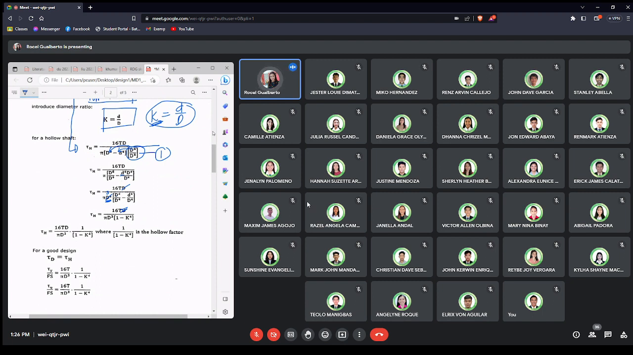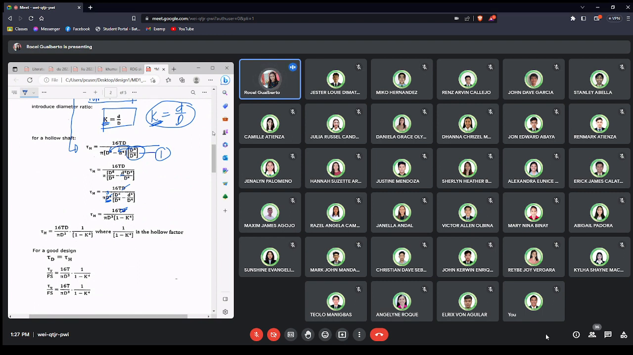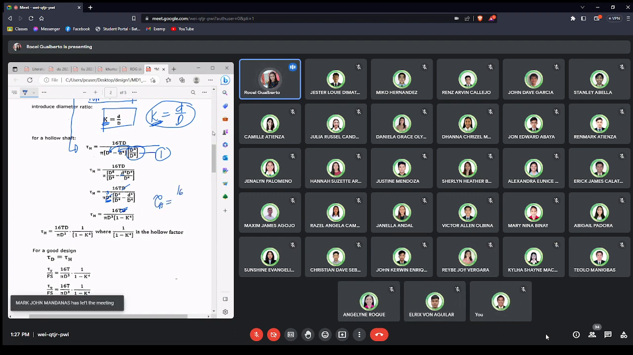Tapos ito, mawawala na po ito dito. Okay? And, you look at this one po. D to the 4th over D to the 4th is 1. Minus, you have your d over D. Okay? And what is d over D? That is your diameter ratio K. So, you have your 1 minus K raised to the fourth, since both are raised to the fourth. Okay? So the final form would be tau of hollow would be equal to 16 T over pi D cubed times 1 minus K raised to the fourth.